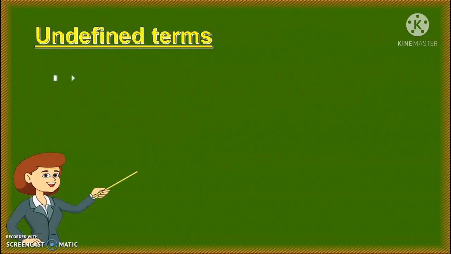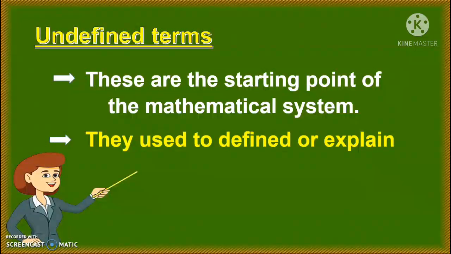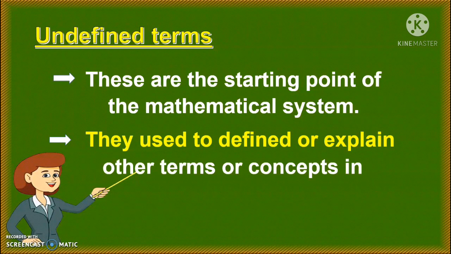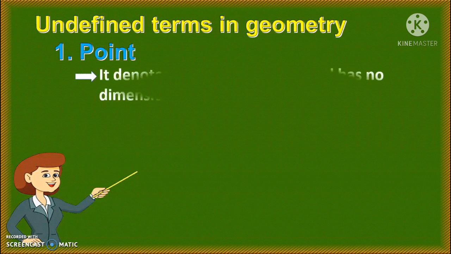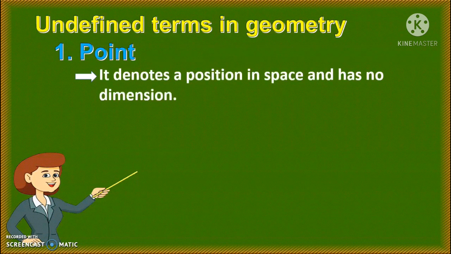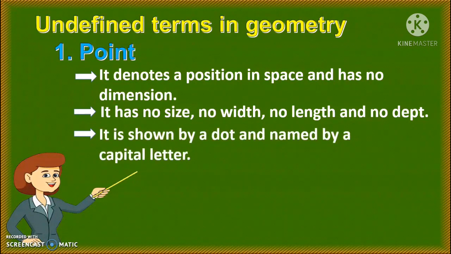Okay, undefined terms, these are the starting point of the mathematical system. They are used to define or explain other terms or concepts in the system. We have a point, number 1. It denotes a position in space and has no dimension. It has no size, no width, no length, and no depth. It is shown by a dot and named by a capital letter.